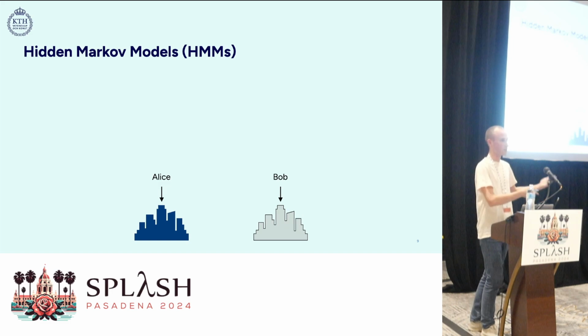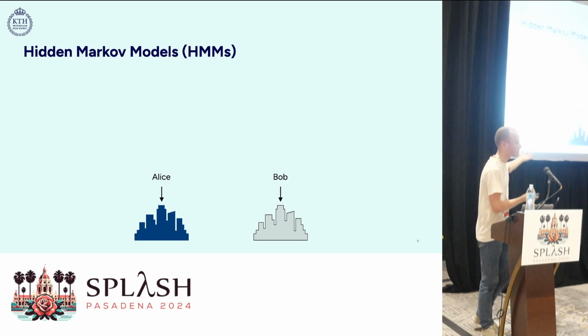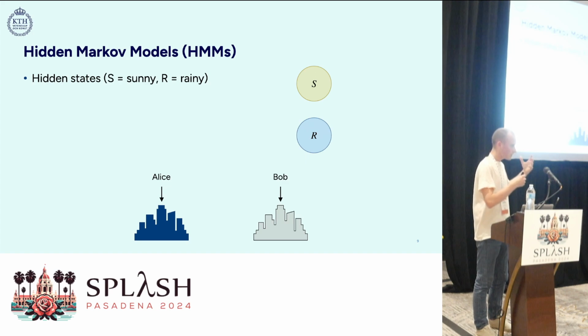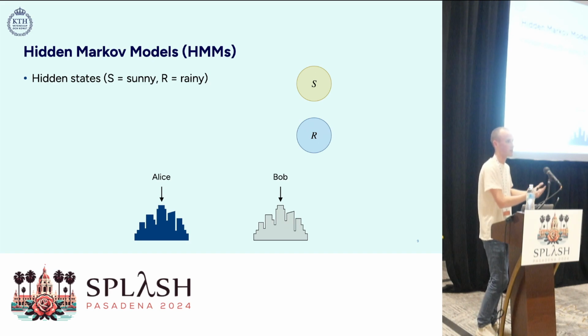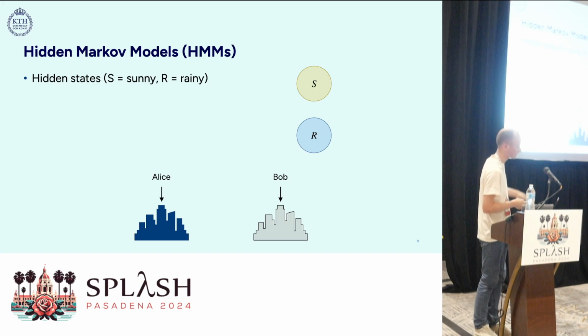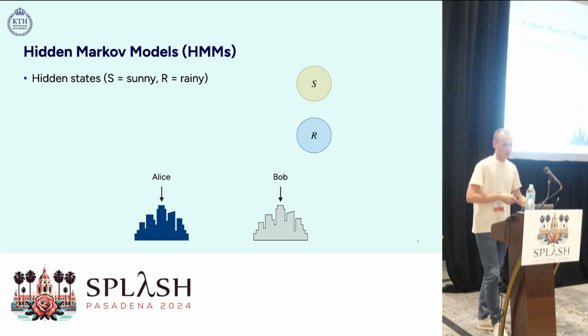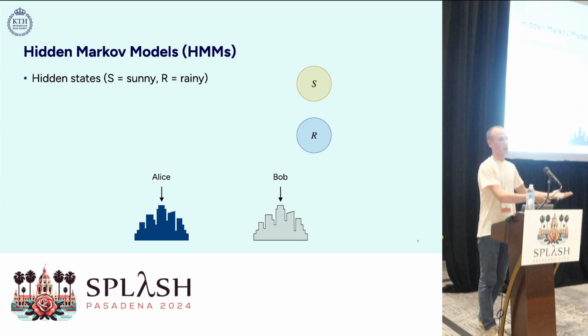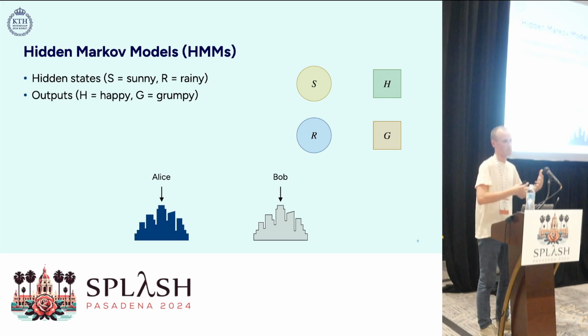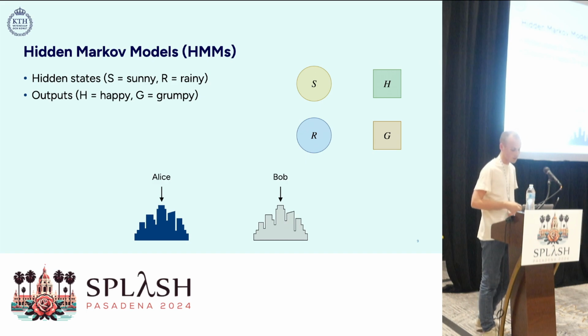And this can be encoded as a hidden Markov model because Alice cannot directly see the weather in Bob's city, because they live in different cities. In a hidden Markov model, we have a hidden state. In this case, it's the weather, because Alice cannot observe it directly, and it's either sunny or rainy for this model. Then we have some output, which is something that we can observe. For this model, that is Bob's mood, and Bob can either be happy or grumpy and nothing in between because he's a simple man.